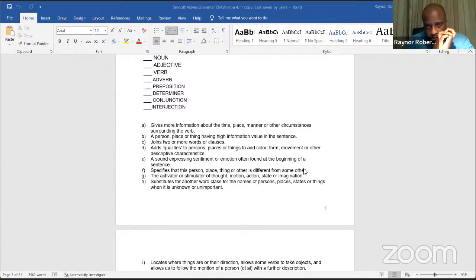Interjection is E. Yes, sir. Now I had a problem with H, "Substitutes for another word class." I kept thinking about that, and that's why I was thinking, is it a pronoun? That's why I asked. But then it said "word class," and if I'm not mistaken, pronoun is not listed here. But that's what pronoun would be: pronoun substitutes for noun. All right.